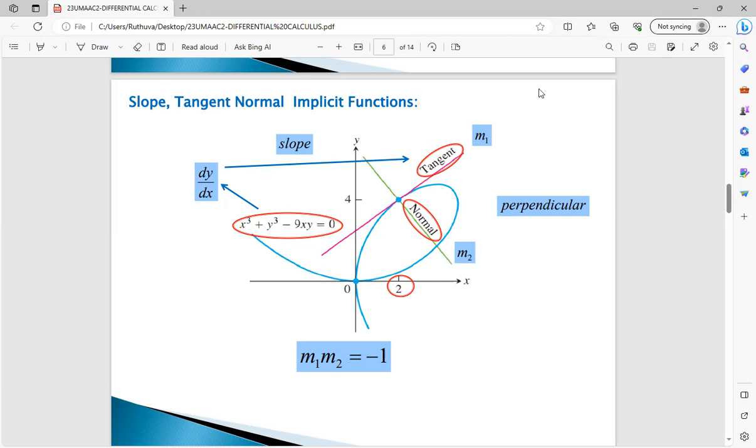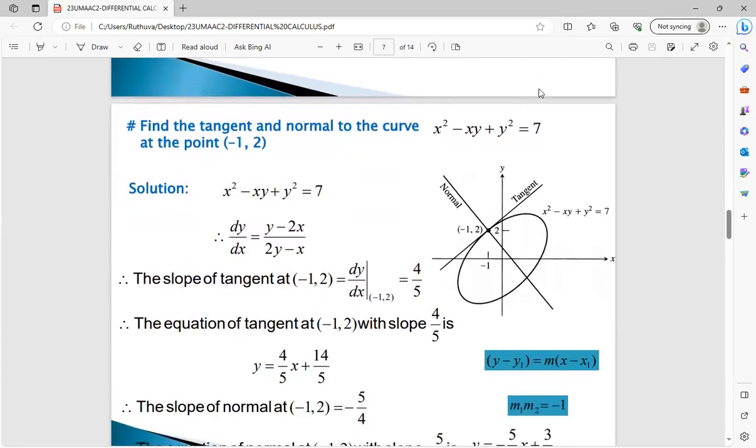Okay, next we see the second slide. In the above slide, we saw how the tangent and normal to the curve are drawn. Now we are going to see how to calculate the tangent and normal to the curve at a point. So our next question is: find the tangent and normal to the curve x squared minus xy plus y squared equal to 7 at the point minus 1 comma 2.